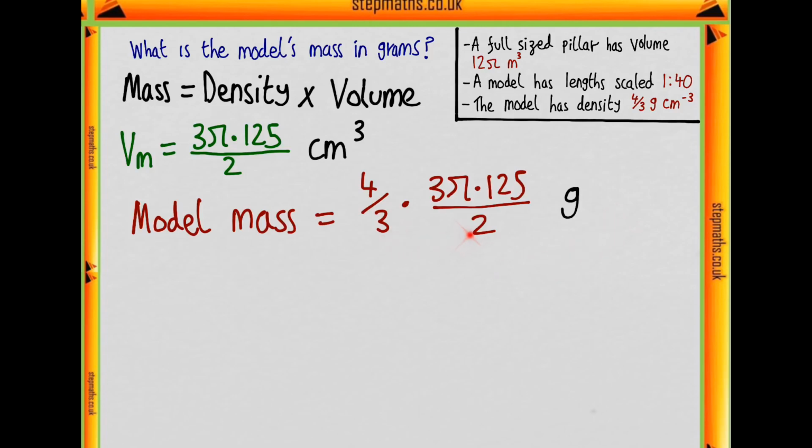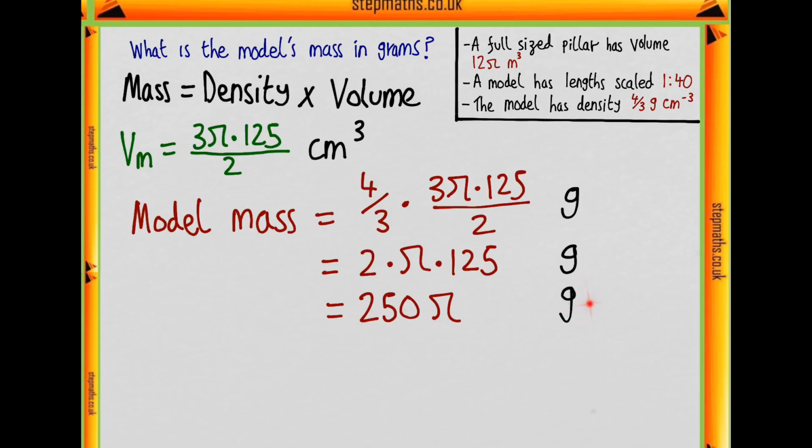Good thing is, lots of this cancels. The 3's cancel here, and 4/2 is 2, so we simply get this. 2 times 125 is 250. So we get 250 pi grams, which is good news because 250 pi is one of our answers in the multiple choice. In fact, it's E, and so our answer is E.